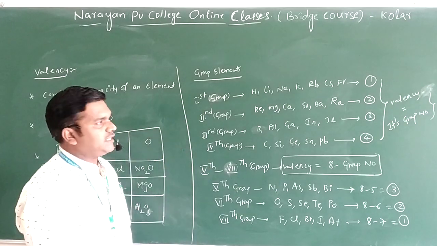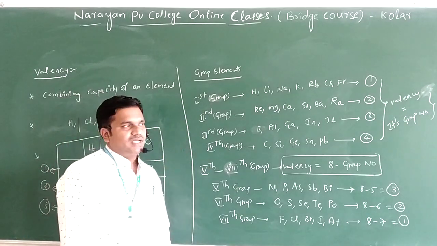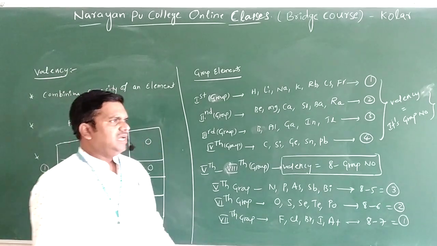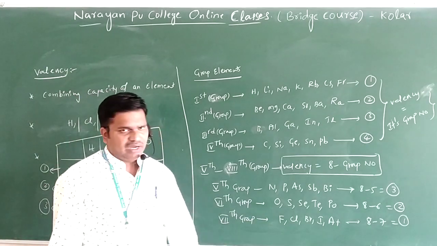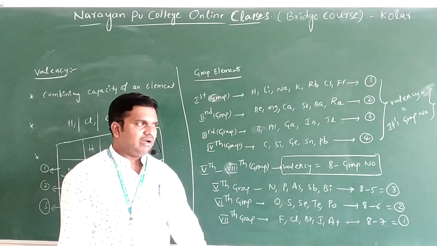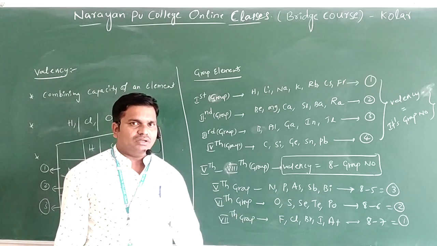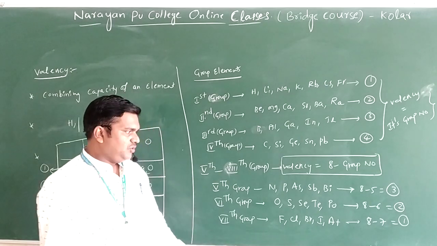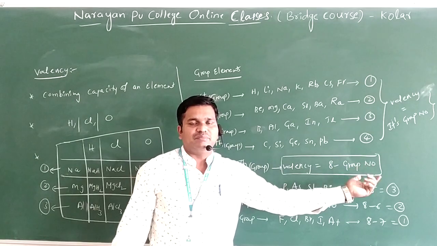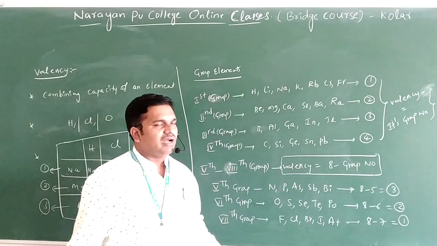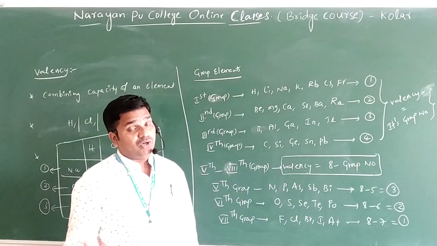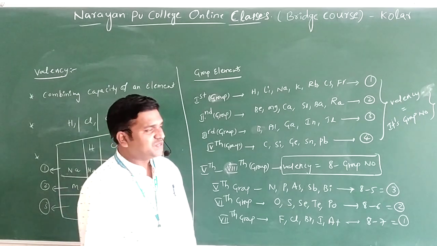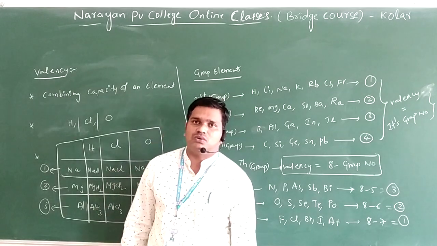1. If you want to take 8th group elements, generally we have all the noble gases: helium, neon, argon, krypton, xenon, and radon. For these elements, you will write 8 minus 8, that means 0. They cannot combine with any other element. Those are noble gases. Here one exception is there, that is xenon. Clear?